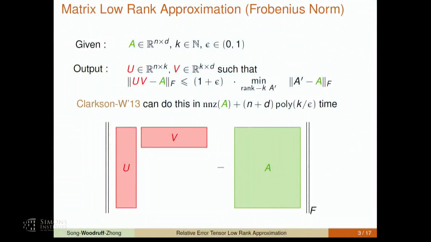Over the years, people have developed randomized algorithms for finding these factors U and V. And what we know now is how to find such factors U and V very quickly, in time nnz(A), where nnz means the number of non-zero entries of A. So it's sensitive to the sparsity. Oftentimes, your matrices are sparse. nnz(A) plus what's typically a low order term, n plus d times polynomial in k over epsilon. Epsilon approximation, rank k. OK. Any questions?